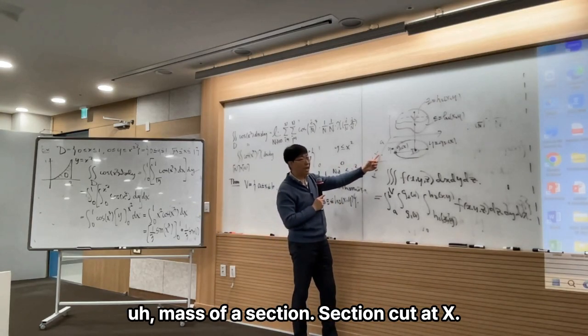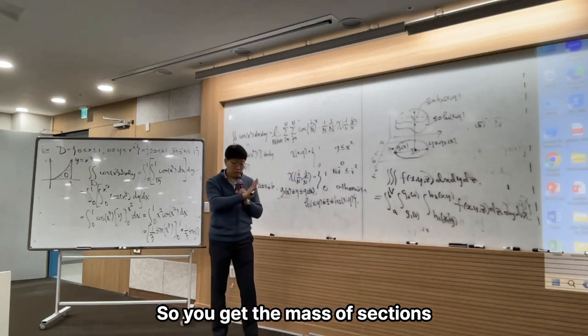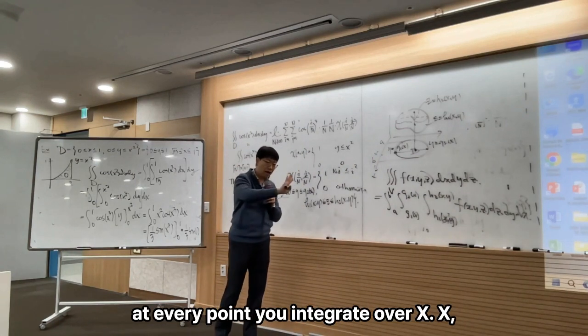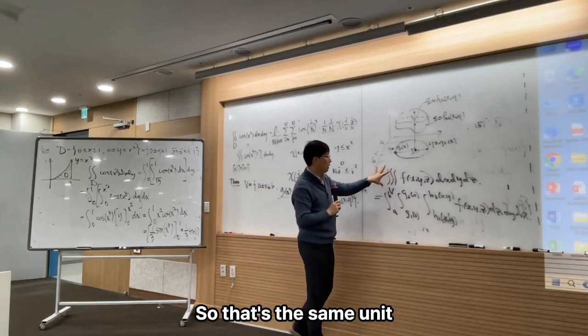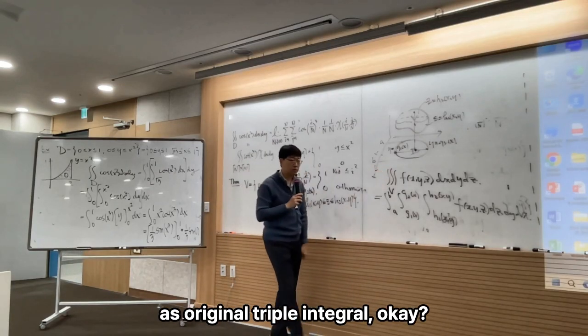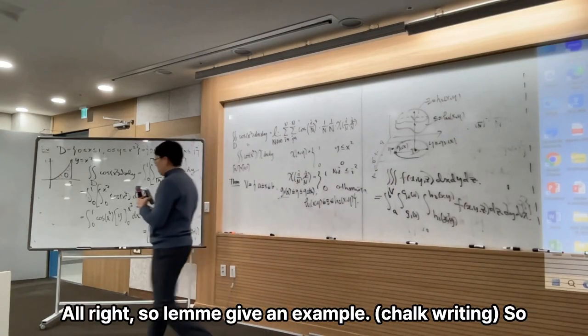The section is cut at x. And then you take the integration over x. So you get the mass of sections at every point. You integrate over x, you get the mass of the entire three-dimensional region. So that's the same meaning as the original triple integral. Okay? All right, so let me give an example.